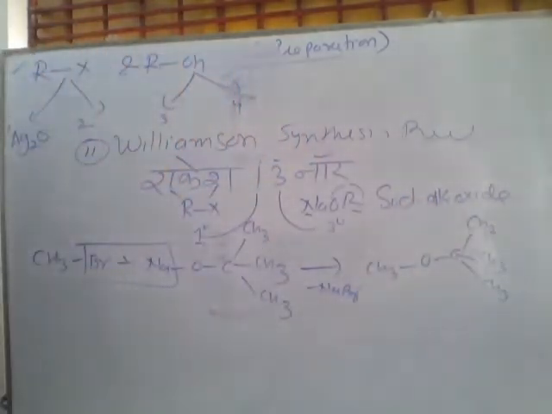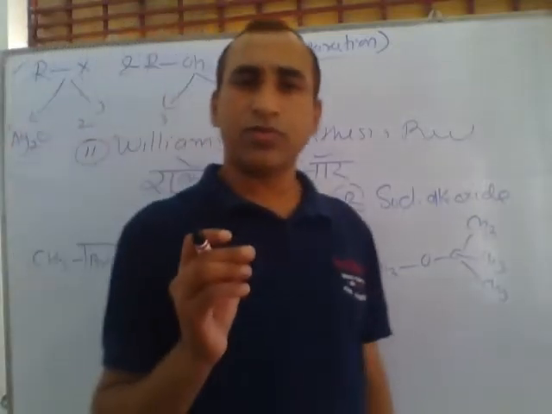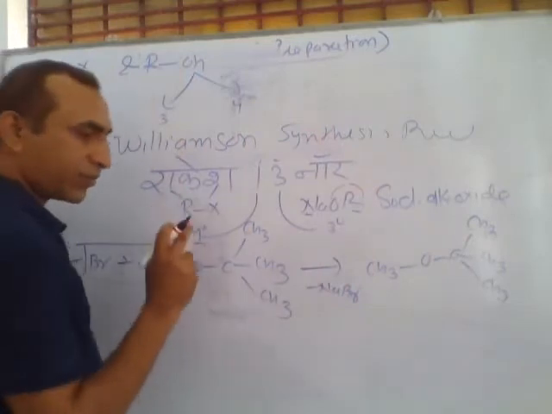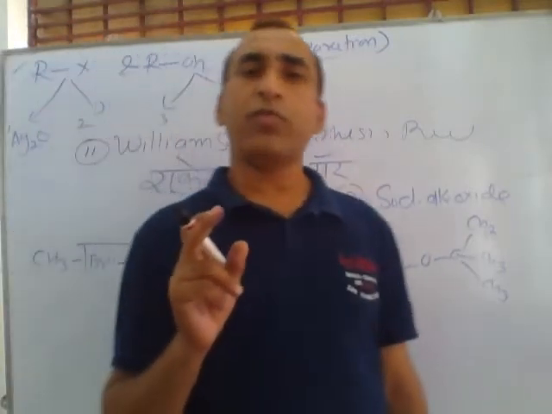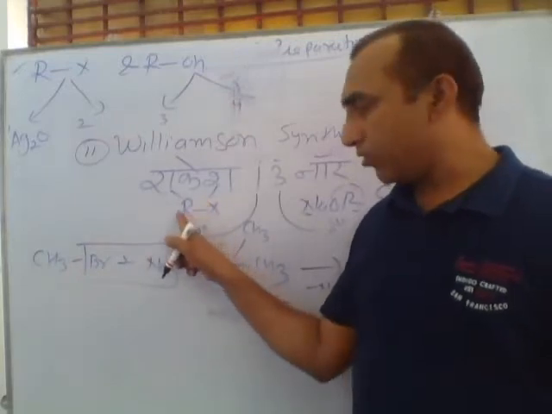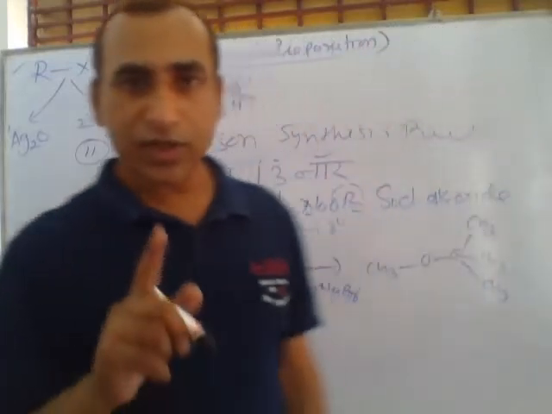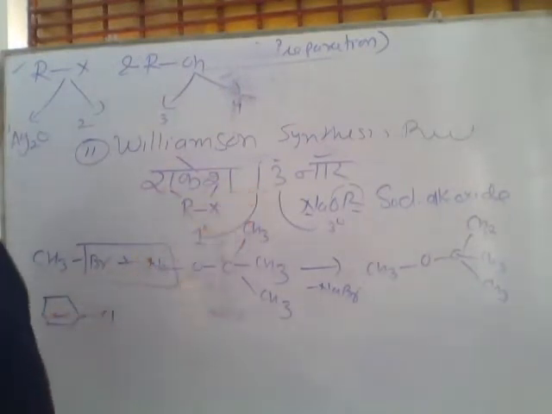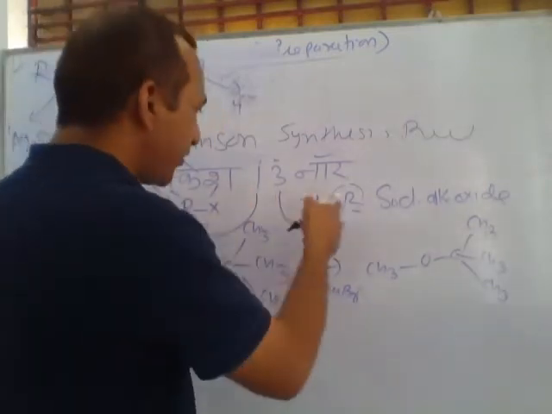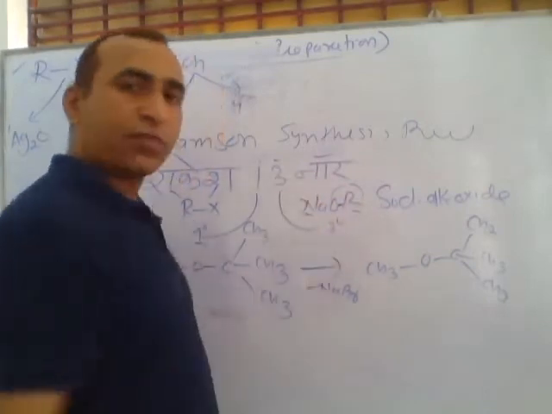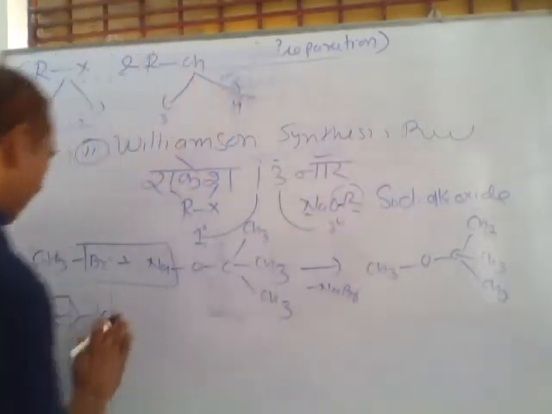So, two important things. First, in RX you can't take an aromatic compound, because in an aromatic compound the bond between the aromatic ring and X is very strong. So these aromatic compounds will not give the Williamson synthesis reaction. But instead of this R you can use an aromatic ring, because this bond is ionic and can easily break.